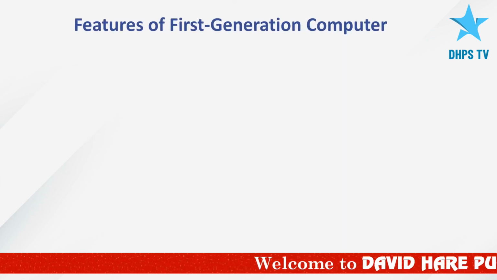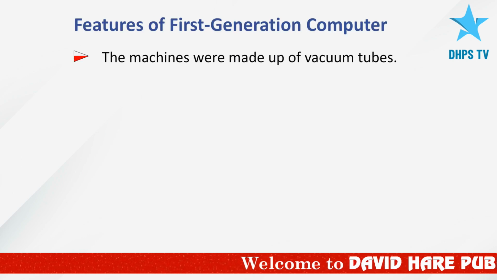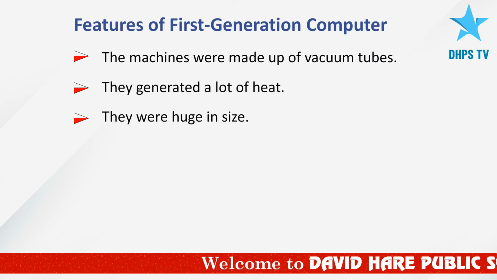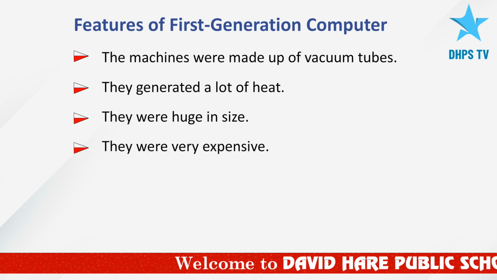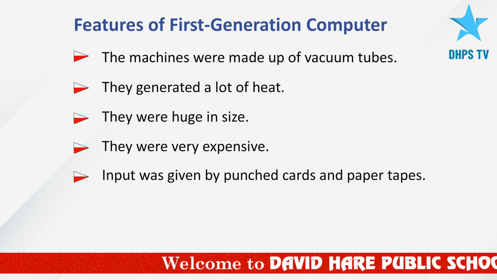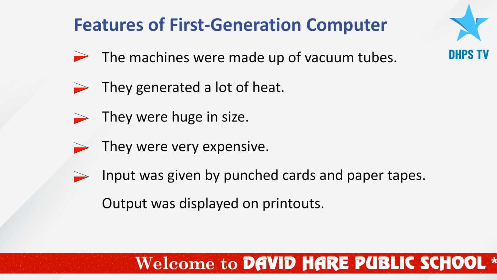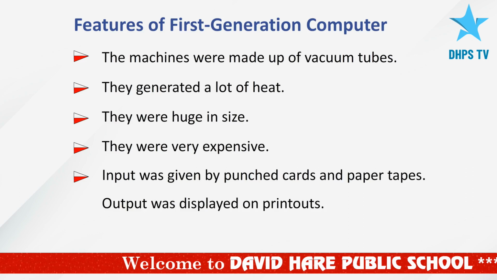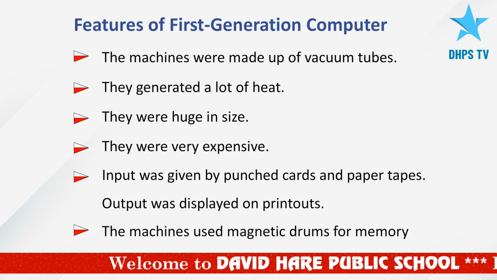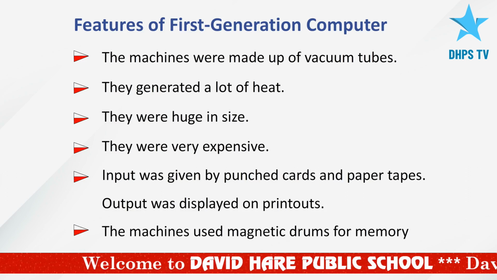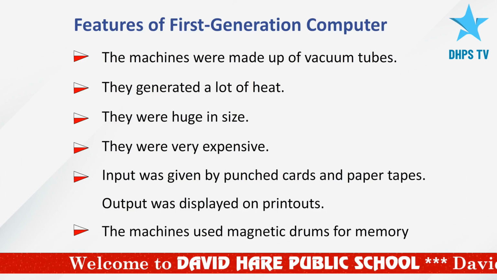Features of first-generation computers. The machines were made up of vacuum tubes. They generated a lot of heat. They were huge in size. They were very expensive. Input was given by punched cards and paper tapes. Output was displayed on printouts. The machines used magnetic drums for memory. They relied on machine language to perform.